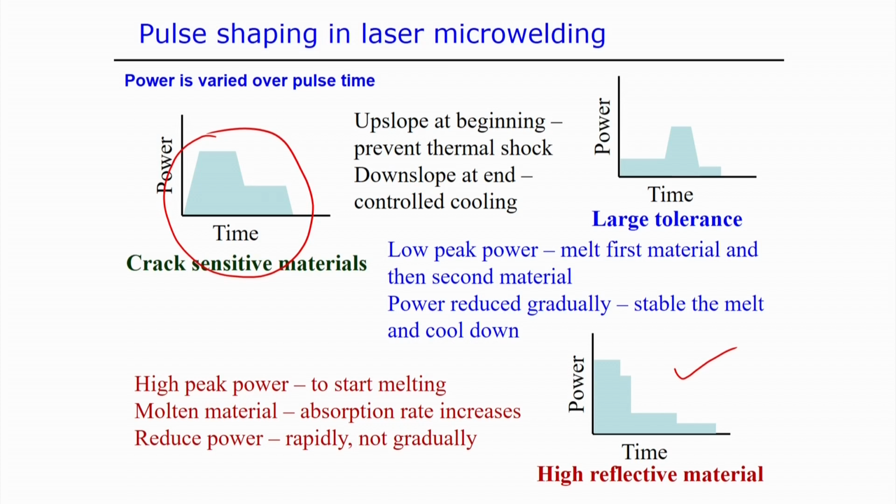So, this type of pulse shape is very much suitable in the case of highly reflective material. That means there is a role of the shape of the pulse in the welding of different types of material. It is possibly useful when there is a difficulty in welding different types of material.